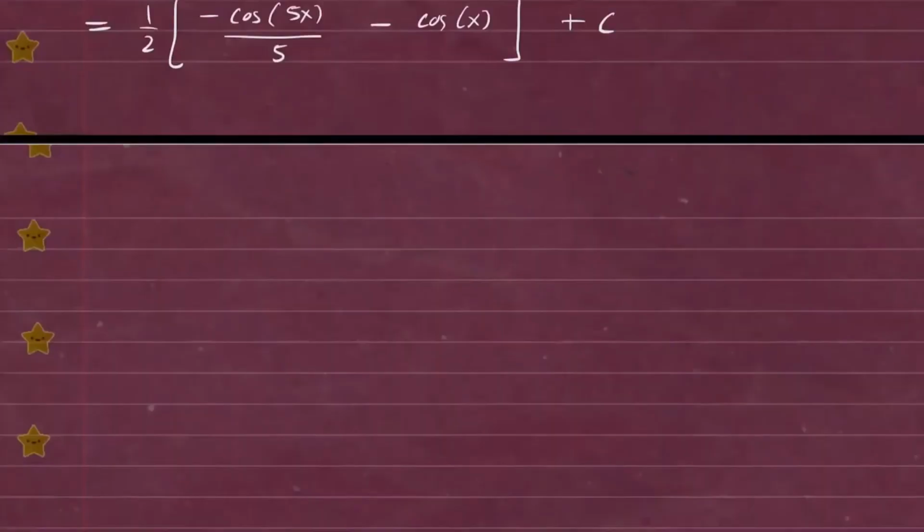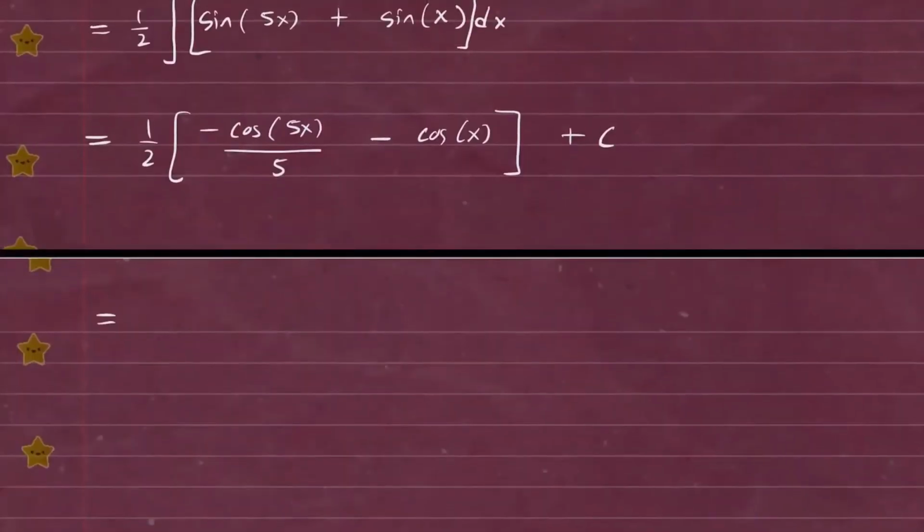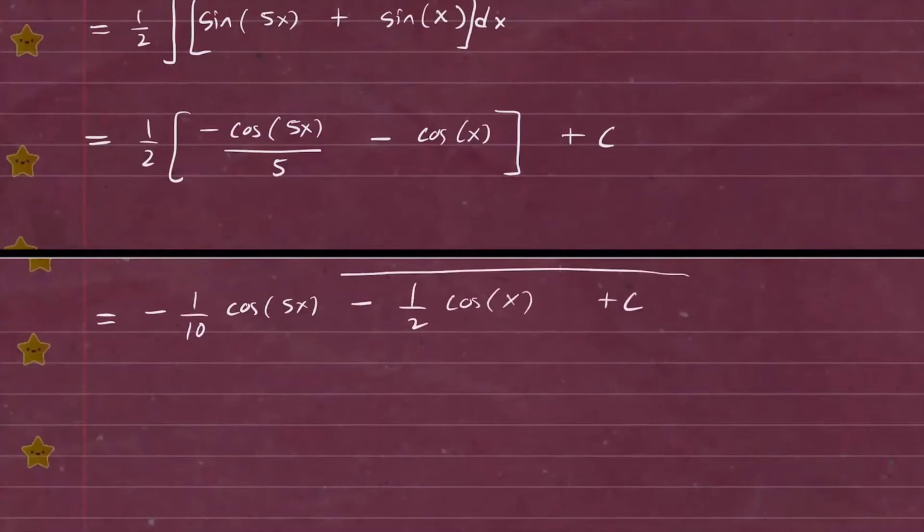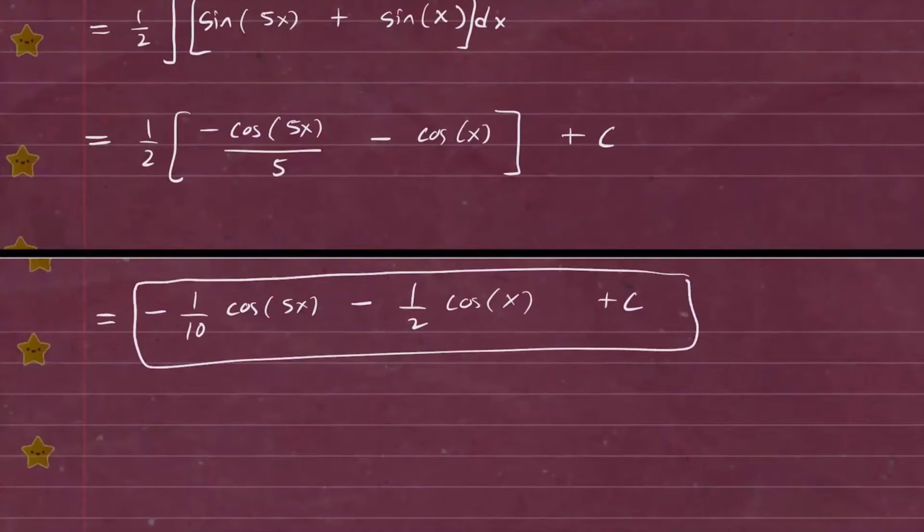And you can clear out the negative and distribute the 1/2. So this is negative 1/10 cosine of 5x minus 1/2 cosine of x plus c. So that is our final answer for this problem.